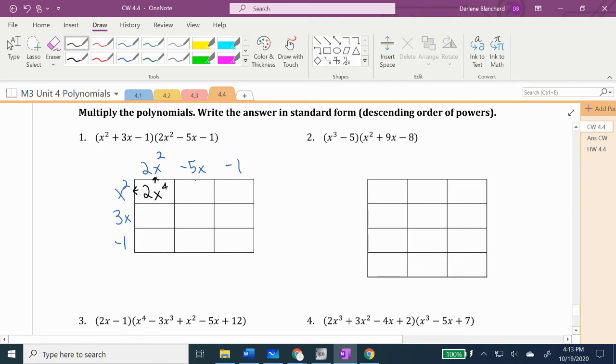The next box will be found by multiplying -5x and this x squared. -5x times x squared gives me -5x to the 3rd power. And then this box will be found by multiplying -1 by, again, x squared. That will be -x squared. Then I move on to the next row.